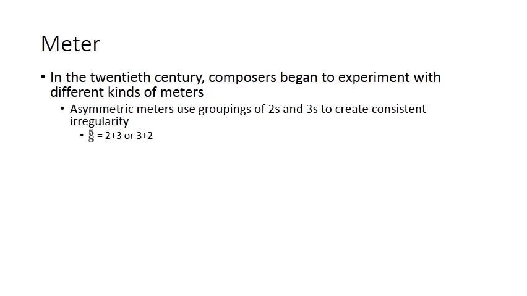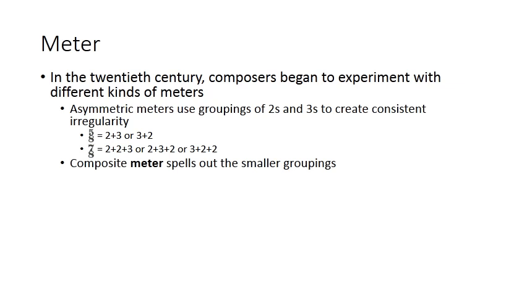So, for example, 5/8 can be 1 2 1 2 3 1 2 1 2 3, or 3 plus 2, 1 2 3 1 2 1 2 3 1 2, creating that irregular beat. 7/8 can be divided in various ways: 1 2 1 2 1 2 3 1 2 1 2 1 2 1 2 1 2, or maybe 3 plus 2 plus 2, 1 2 1 2 1 2 1 2 1 2 1 2. So all different groupings of 2s and 3s, but irregular.